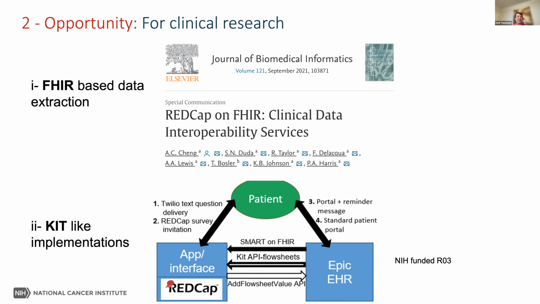There is some other work that can be done in that area, such as KIT for the Epic users. This is something I was involved in at my previous institution, where we started developing a REDCap API to pull data directly from, like, flowsheets from the Epic EHR. So these are some of the opportunities I think our community can take advantage of.